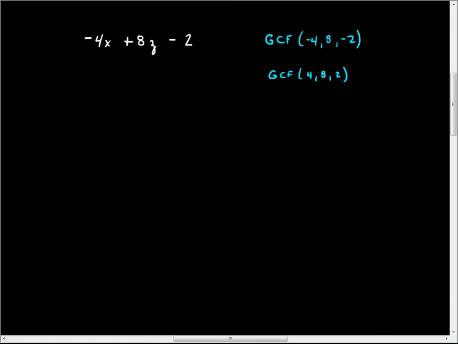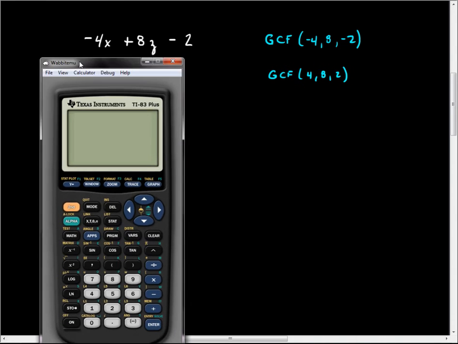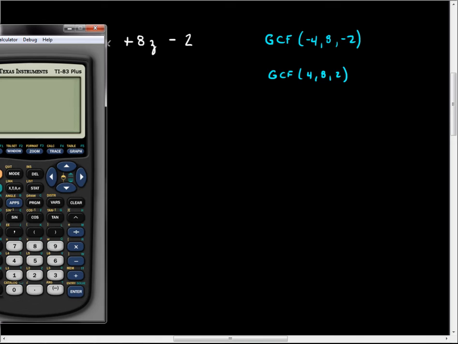Now, you might say, oh, I saw another video where this guy used his calculator to find it. Sweet, so let's go ahead and do that. We take math over to num. This is for the TI-83 and 84. If you go down to option number 9, it's GCD, which is greatest common divisor. It is the same thing as the greatest common factor.